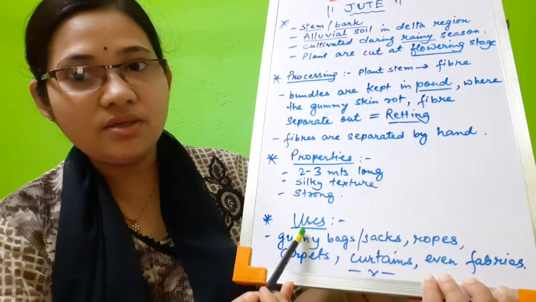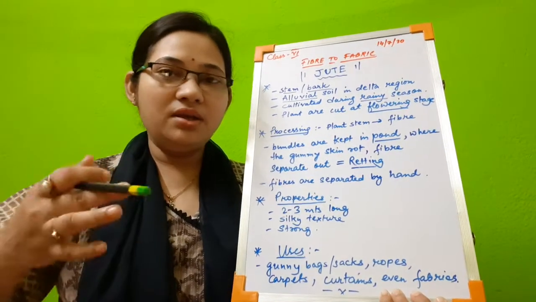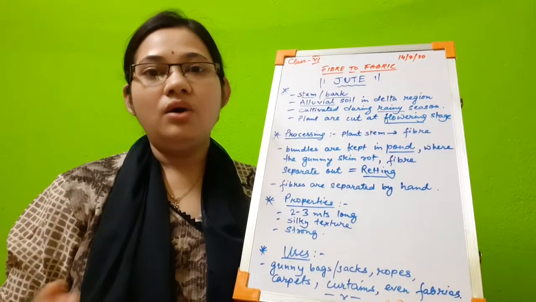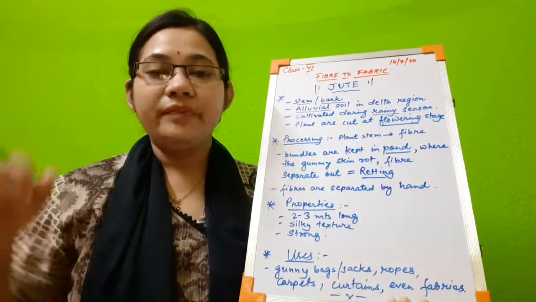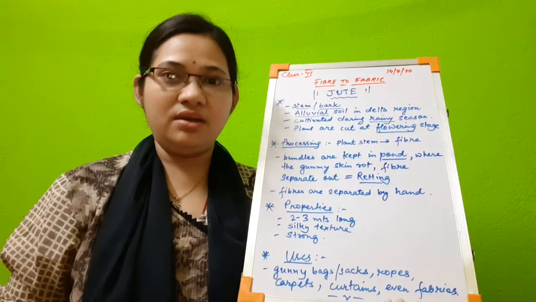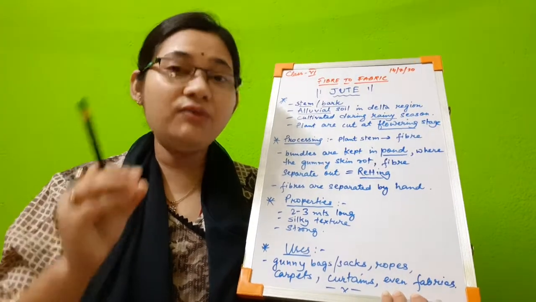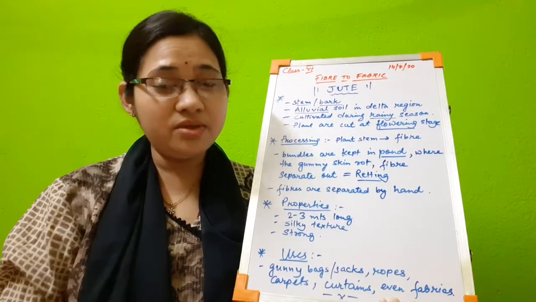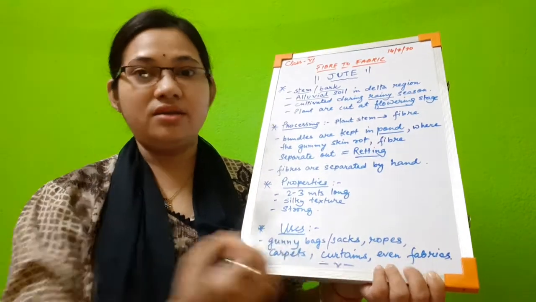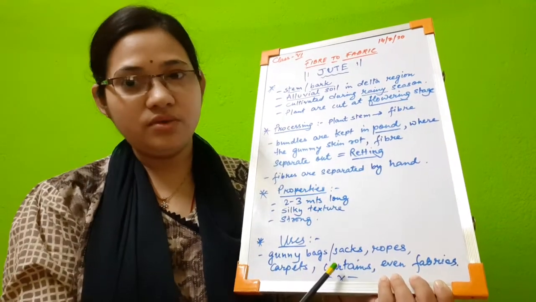Now let us see what the uses of jute are. Jute fibers, after spinning, are woven into gunny bags, ropes, curtains, carpets, or any other decorative pieces, baskets, etc. Nowadays, good quality jute, very fine and thin fibers of very good quality, is also used to make fabrics, that means dresses also. Okay, so these are some of the uses of jute.